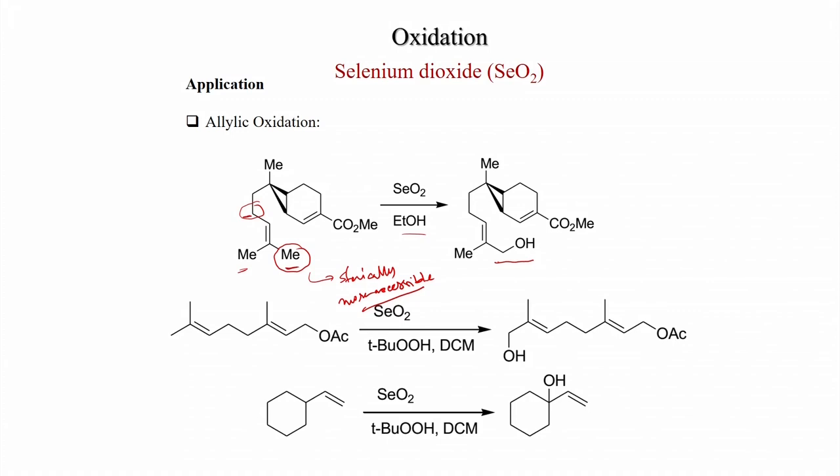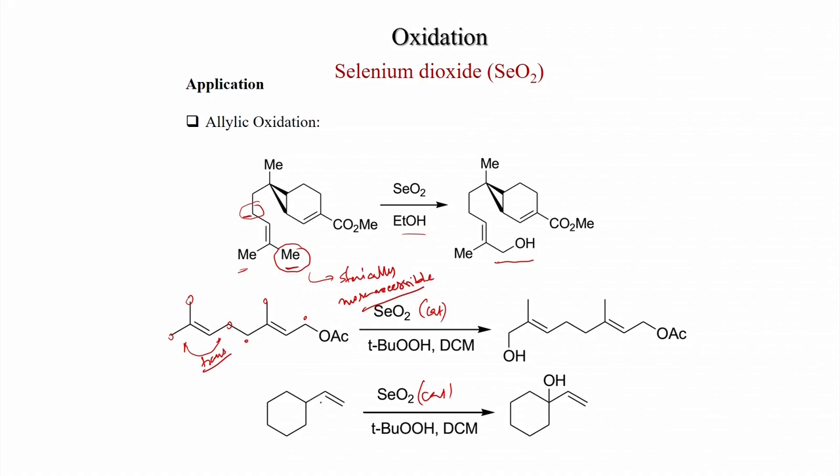And here also you can see this is geranyl acetate, selenium dioxide, here it is a catalytic amount, and tertiary butyl hydroperoxide is the stoichiometric amount in dichloromethane solvent. There are many allylic carbons, so selectively only one allylic carbon is getting oxidized with selenium dioxide, that is this methyl group, which is also trans to this. That means the one which is sterically more accessible, that is sterically less hindered, that carbon atom will get oxidized.